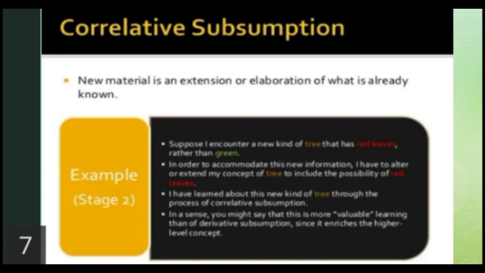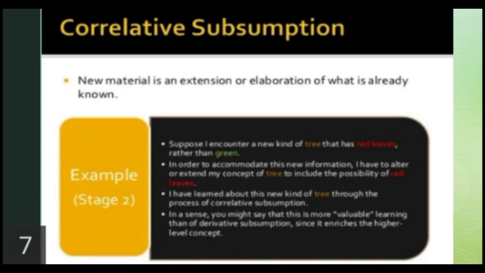Next is the correlative subsumption, which means that a new material is an extension or elaboration of what is already known. For example, you encountered a new kind of tree that has red leaves rather than the common leaves that are green. So in order for you to accommodate this new information, you have to alter or extend your concept of a tree to include the possibility of red leaves. Now, you have learned about this new kind of tree through the process of correlative subsumption. So, in a sense, you might say that this is more valuable learning than that of the derivative subsumption, since it takes you to a higher level concept.